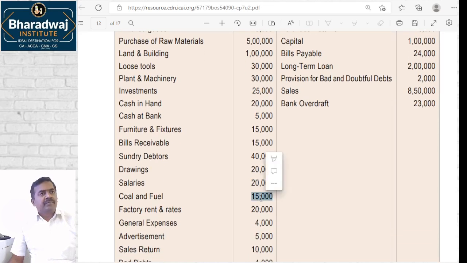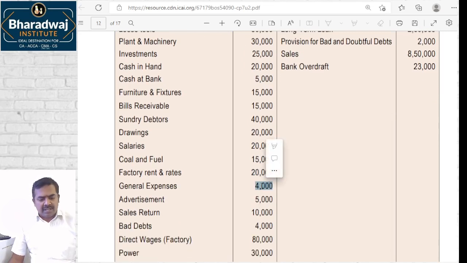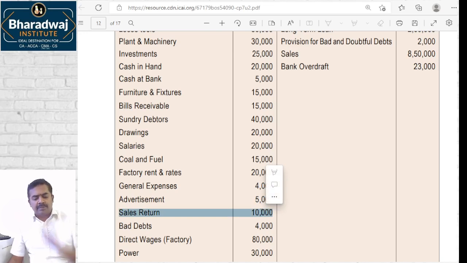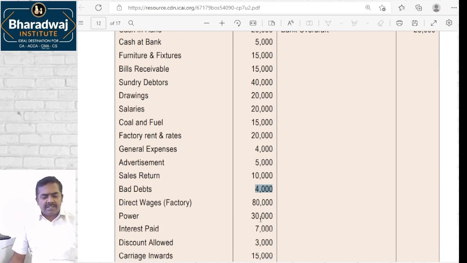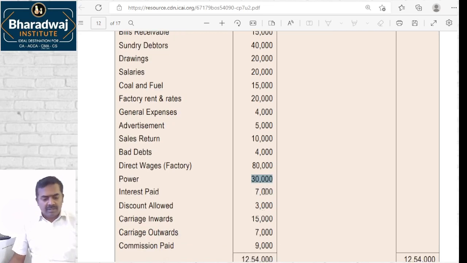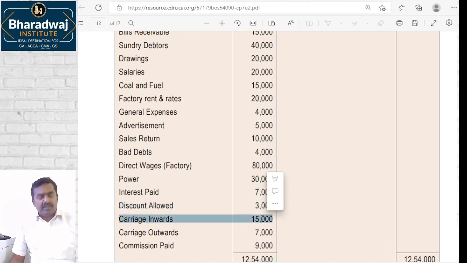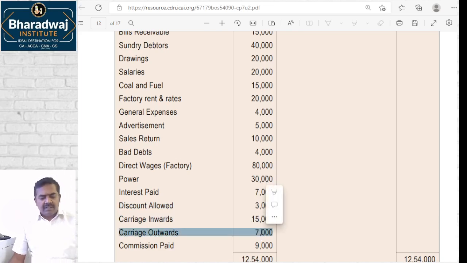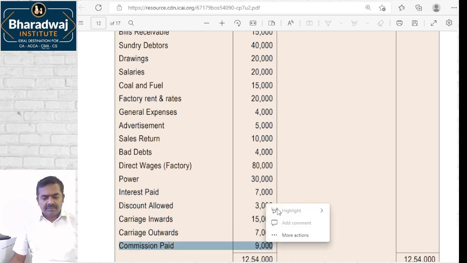Coal and fuel, manufacturing account. Factory rent and rates, manufacturing account. General expenses, P&L. Advertisement, P&L. Sales return, reduced from sales. Bad debts, P&L account. Direct wages, factory. Then power, manufacturing account. Interest paid, P&L account. Discount allowed, P&L account. Carriage inwards, manufacturing account. Carriage outwards, P&L. Commission paid, P&L account. Okay.